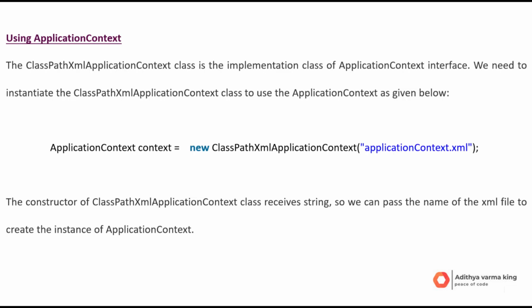Using ApplicationContext. The ClassPathXmlApplicationContext class is the implementation class of the ApplicationContext interface. We need to instantiate the ClassPathXmlApplicationContext class to use the ApplicationContext as given below. The constructor of the ClassPathXmlApplicationContext class receives a string, so we can pass the name of the XML file to create the instance of ApplicationContext.